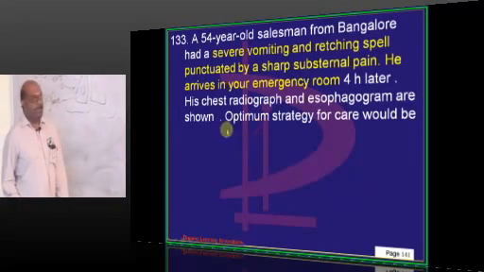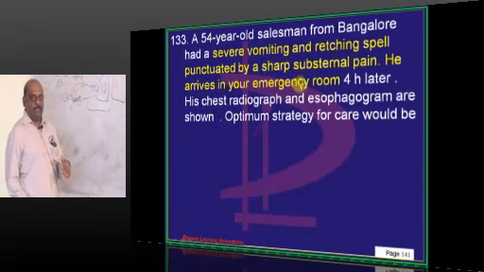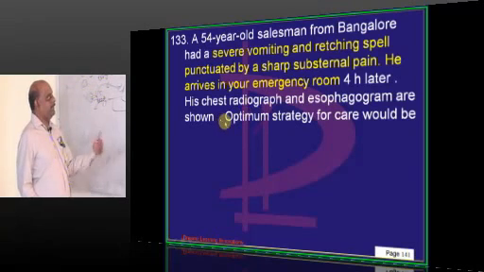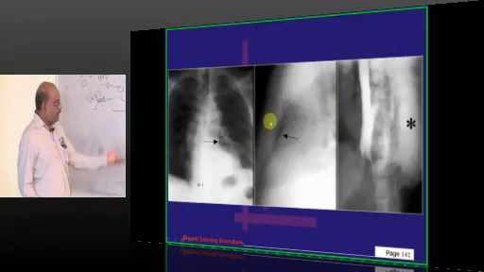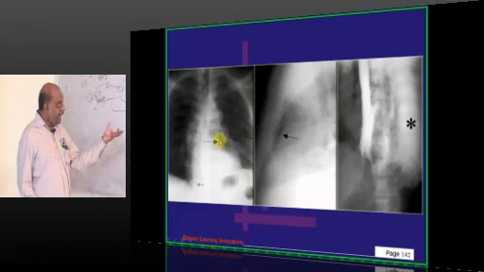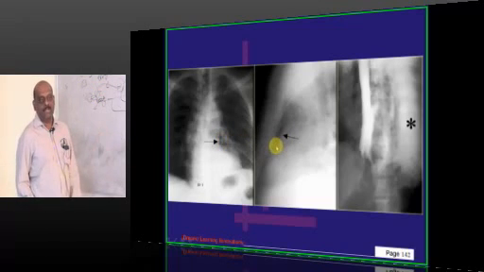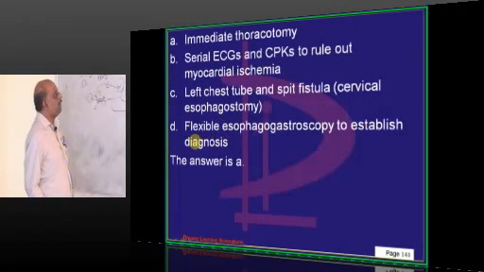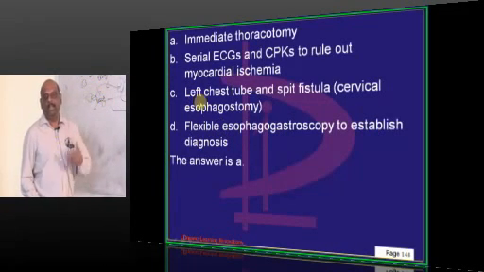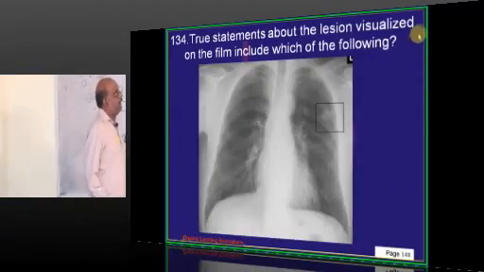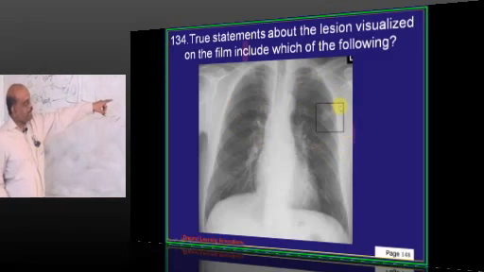Severe vomiting, retching spells punctuated by substernal pain, comes to the emergency room 4 hours later. Esophagogram is showing the presence of rupture of the esophagus with the air seeping into the mediastinum. It is an example of a pneumomediastinum. So what you basically want to do in this case, immediate thoracotomy, it is an indication, is what you have to basically appreciate.